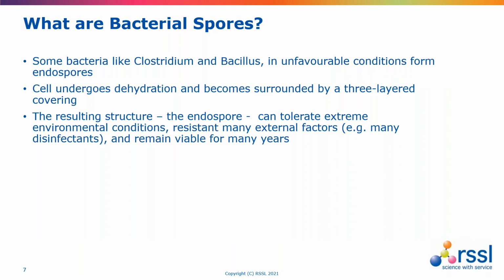With bacterial endospores, the reason that bacteria produce endospores is to address unfavourable conditions. When conditions are not conducive to vegetative cell growth, a portion of the cytoplasm and a copy of the bacterial chromosome undergo a process of dehydration. They become surrounded by a 3, sometimes 4, but typically 3-layered covering. Then this structure is released from the containing cell and it becomes the endospore.